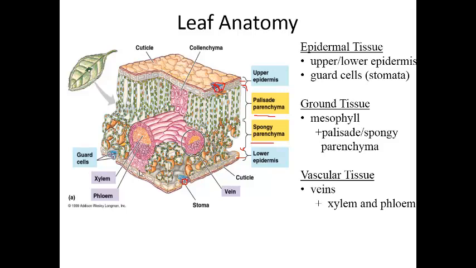Also within the leaf, we see vascular tissue. Here you see a vein running through a leaf, and that vein is going to contain both xylem and phloem. Xylem is used for the transport of water within a plant. Phloem is used for the transport of sugars within a plant.